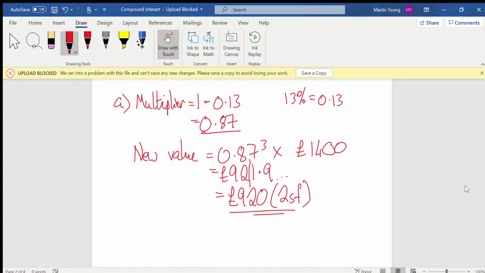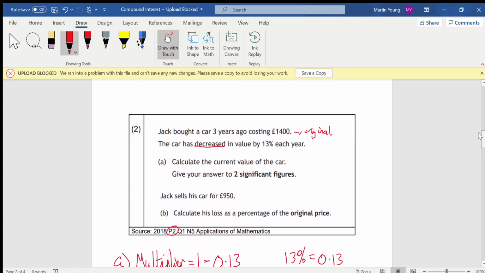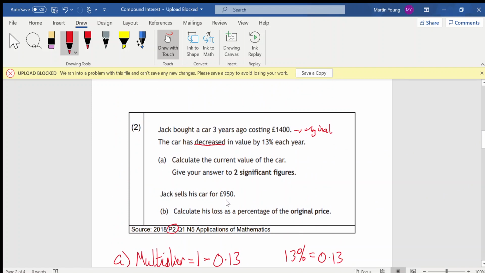So that's part A. Part B, Jack sells his car for £9,500. Calculate his loss as a percentage of the original price. So this is your percentage loss type question. So you need 2 things. You basically need to work out what the loss actually was, and you then use that in the original to get the percentage. It's as a percentage of the original price. Now that's not the price given here in A, that's this original price. That's what the price of the car actually was when he bought it.